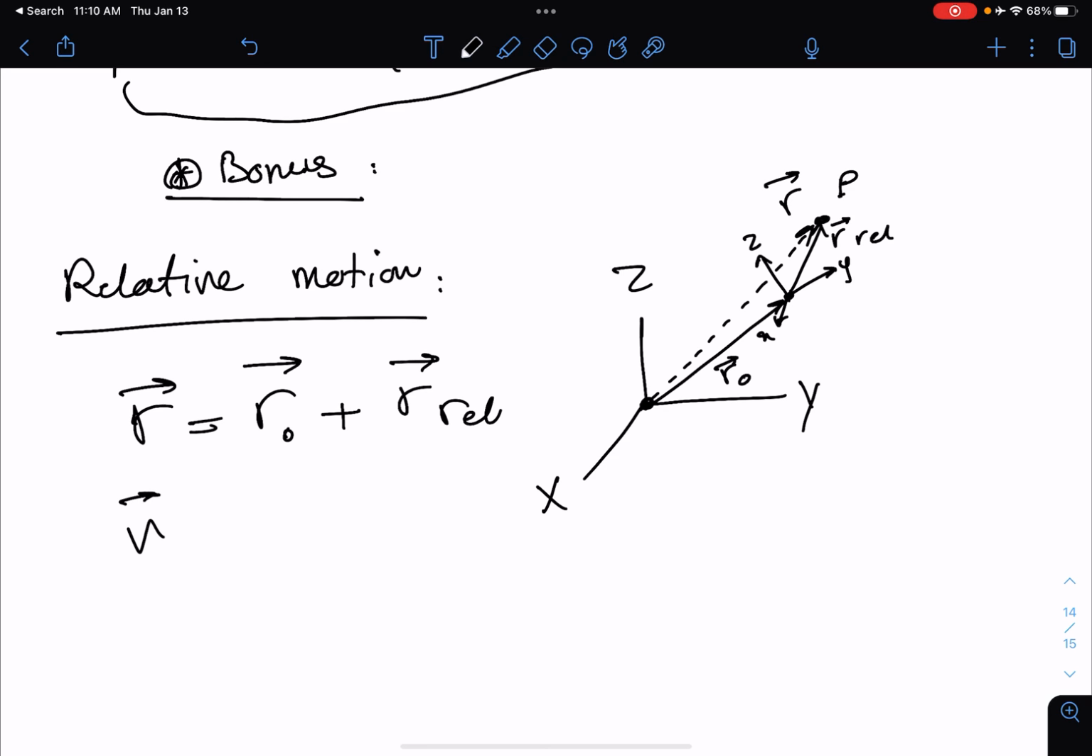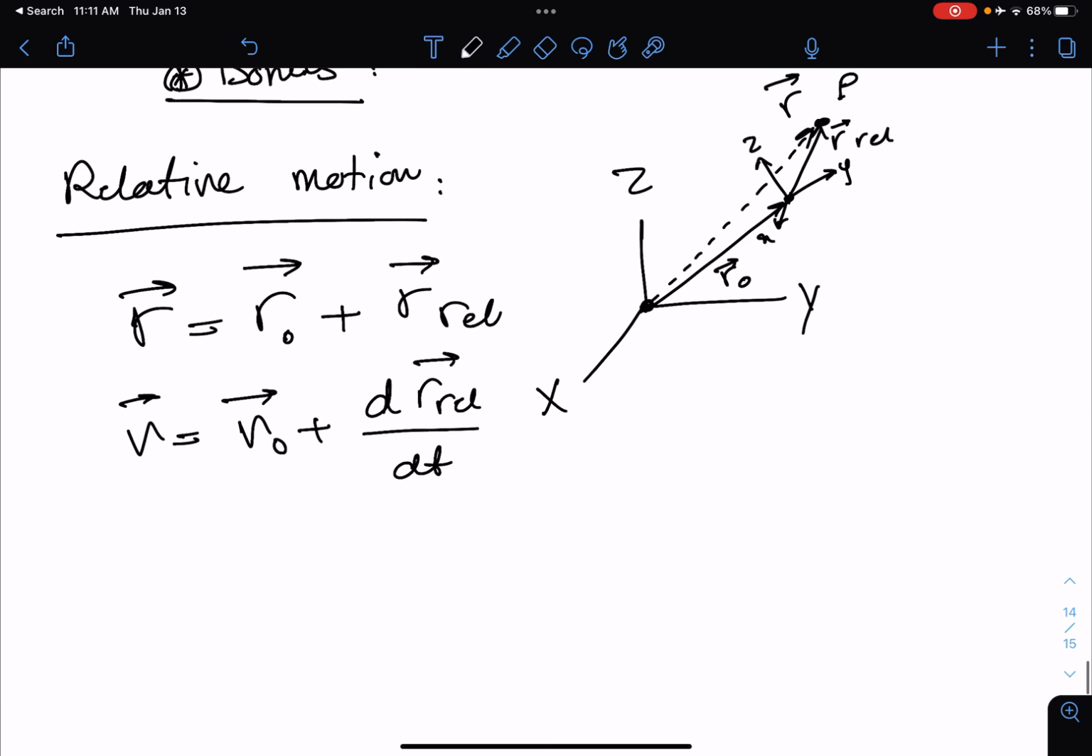The velocity vector is going to equal V naught plus dr relative with respect to time. And this dr relative is that vector we were talking about, right? Whose direction and magnitude can change. V naught is the velocity of your moving frame, if it's moving at all or not.